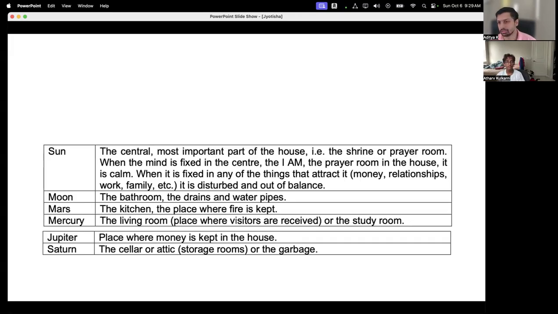Kuja is fire. Mars, I just told you, right? Anywhere where there is force. So the kitchen, where is fire in the house? In the kitchen, right? So your cooking place is governed by Mars. Mercury or Buddha governs, I just said, communication. So where do you sit and talk to other people in the house? Your living room, wherever your TV is, where you hear, where you speak, where you write letters. Also, if you are working from home, then your computer desk, where you are sitting every day, is governed by Mercury. So sending emails, receiving emails, chatting with people, chatting on Zoom right now, right?